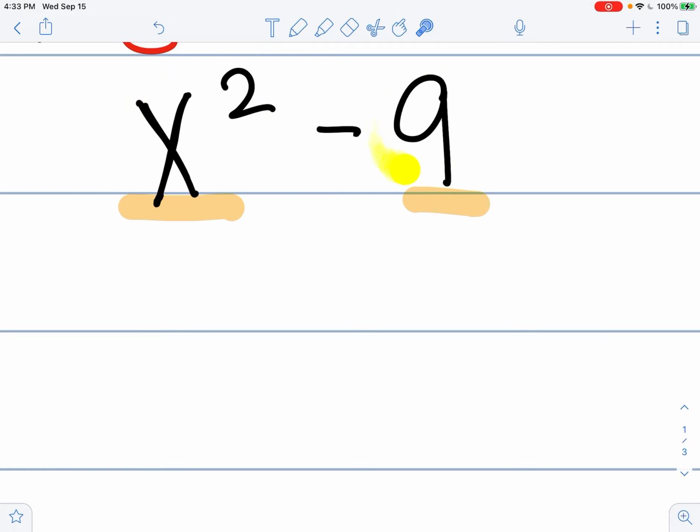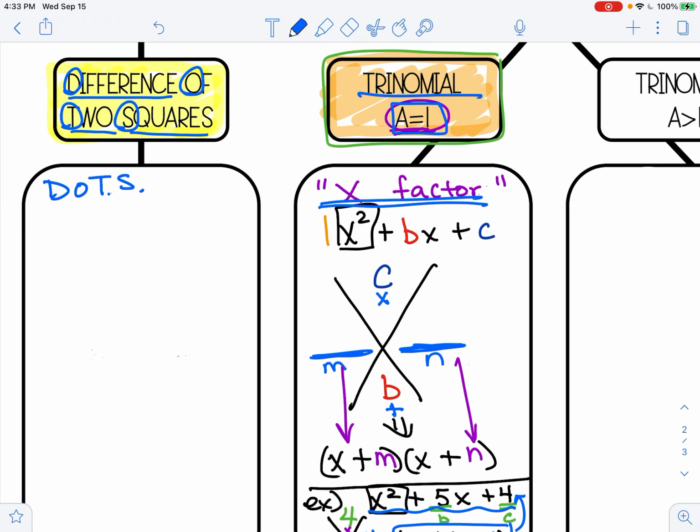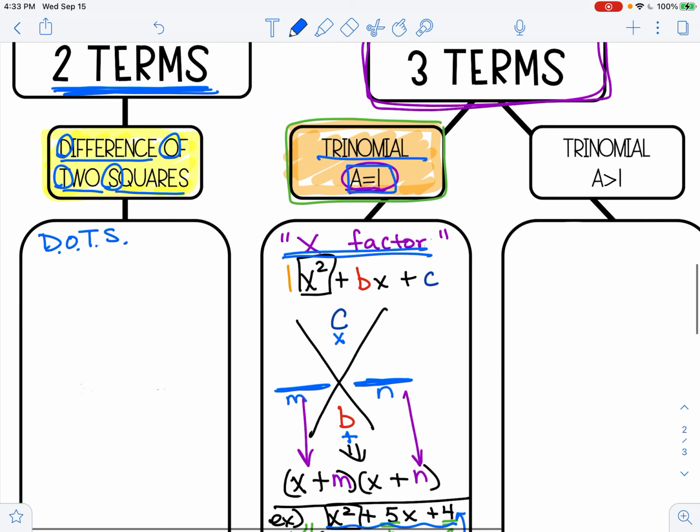So here's how we're going to factor a 2-term or a binomial difference of 2 squares. We use what's called a difference of 2 squares. I use DOTS. That's the dots method. Okay, the dots method is as simple as this. So if I've got x squared minus some value of a perfect squared, a squared, here's how we set this up. It's as simple as this.